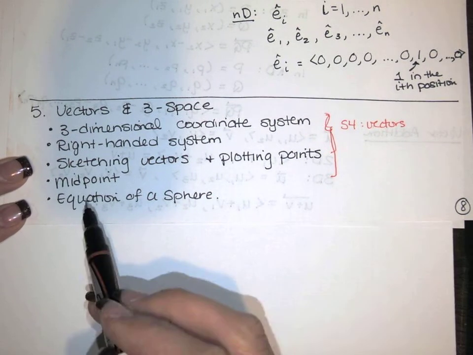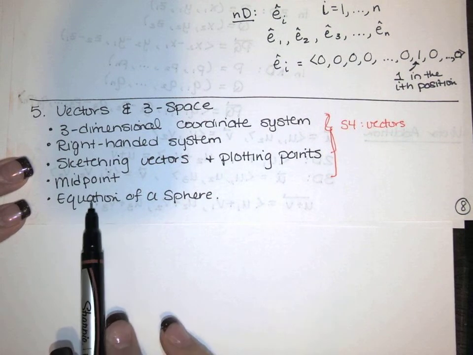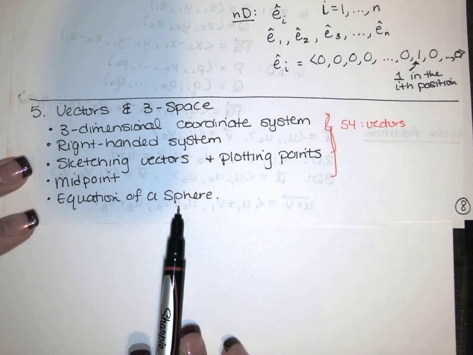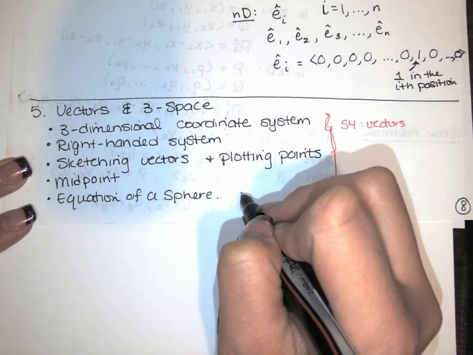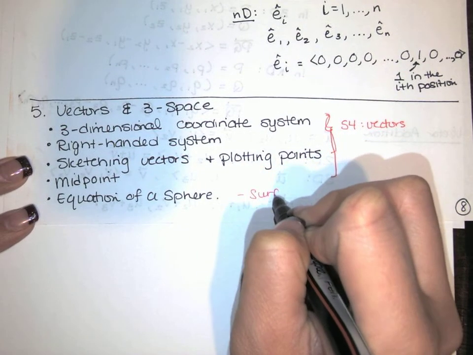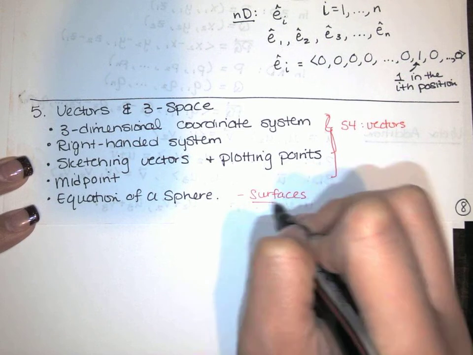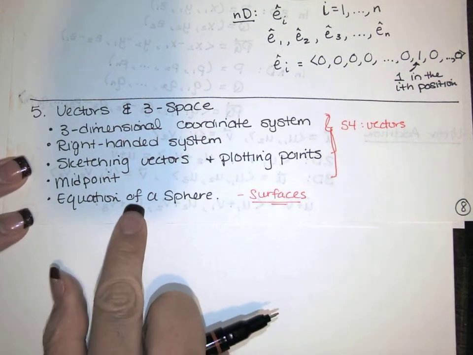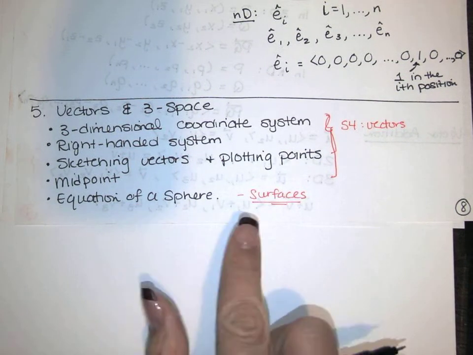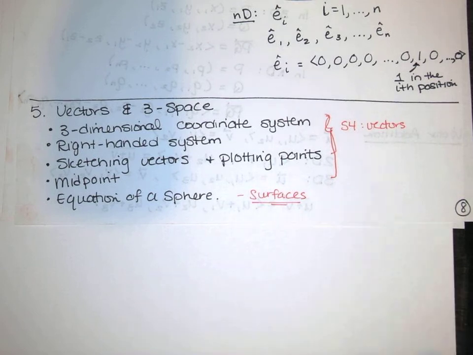I don't believe I've ever put that midpoint formula on a quiz though. But the equation of a sphere, that is covered in our standard over surfaces. So keep that in mind. It is in 12.1 and 12.2 in your book, but it's not going to be on the quiz over this material. It's going to be on a different quiz later.